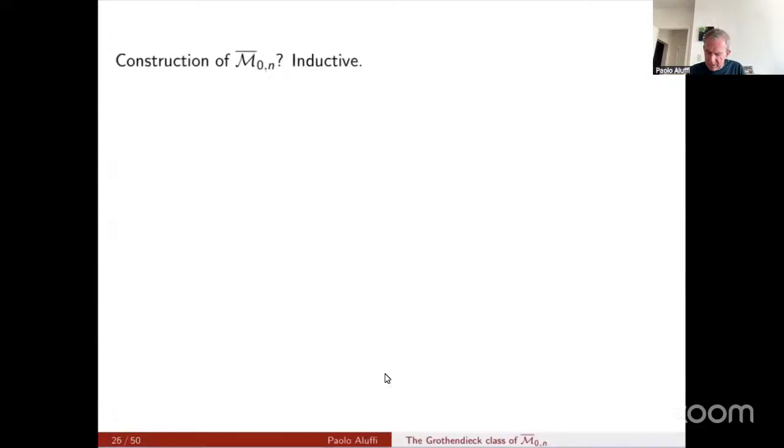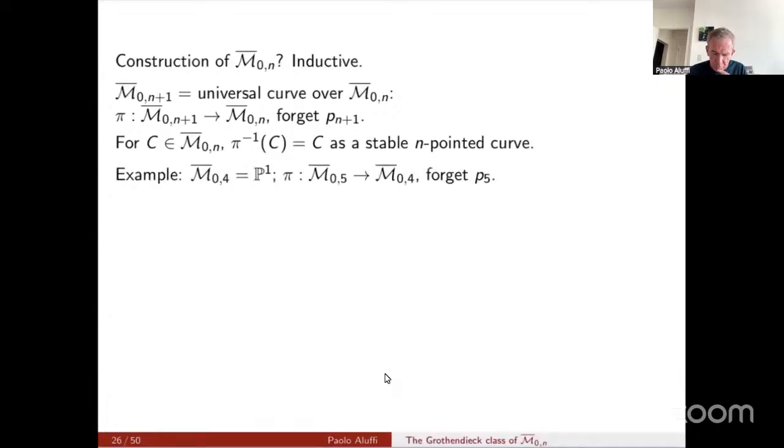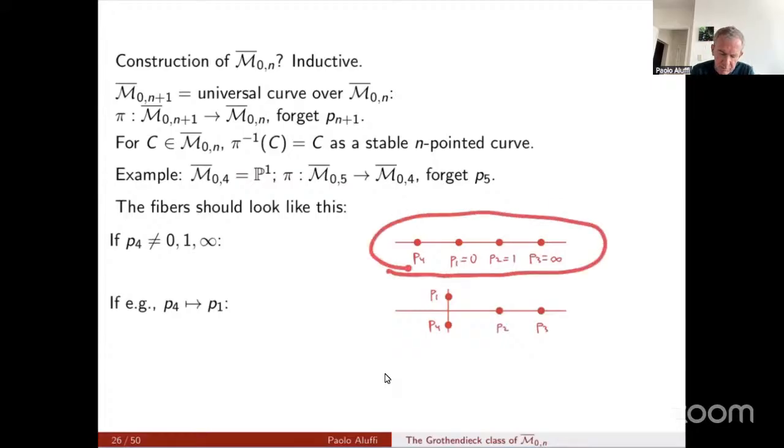So how do you construct M0n bar? You do it inductively, because M0,n+1 bar is the universal curve over M0n bar. You can use that fact to construct M0,n+1 bar. The map forgets P n+1. So let me try to give a little tour for M05. As an example, one level lower, M04 bar is P1, and the map from M05 bar to M04 bar should just forget the last point. So the fibers should look like this. Now, if P4 is not 0, 1, or infinity, then this is what a point of M04 looks like.